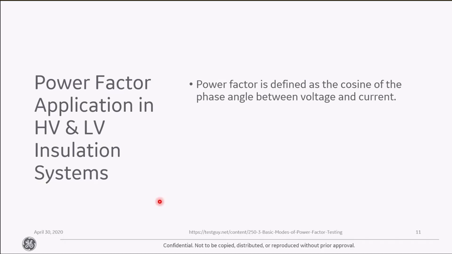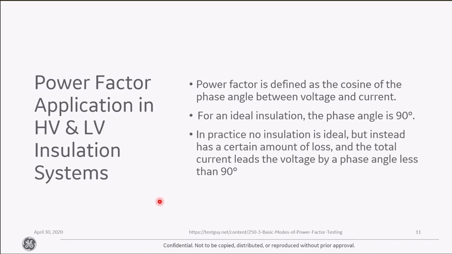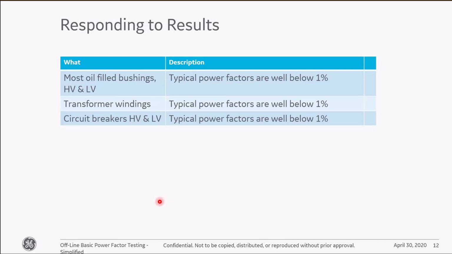We've already talked about current and voltage and the relationship between the two as it relates to a capacitor versus the kind of quality of power we want delivered to our home, what ought to be actually on the conductor. So power factor is defined as the cosine of the phase angle between the voltage and the current. Ideal insulation, 90 degrees again, something we've already talked about.